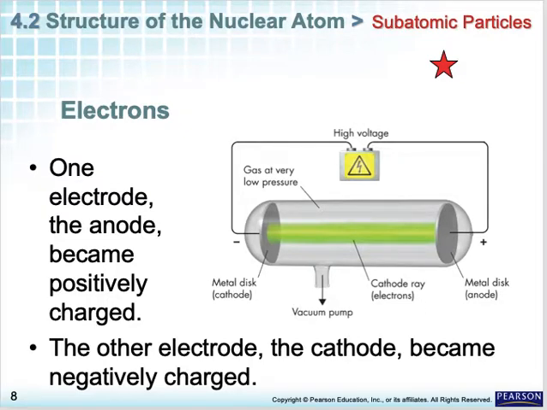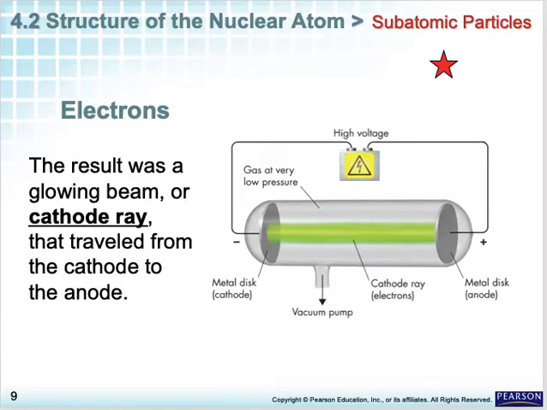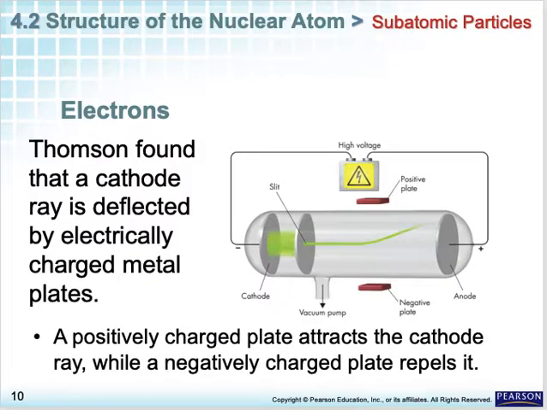So, the beam was called a cathode ray, and it traveled from the cathode to the anode. So we have the cathode here on the left, and the anode is here on the right. And when a magnet or some kind of a positive or negative plate was put on either side, it was found that the ray was deflected towards the positive plate and away from the negative plate.